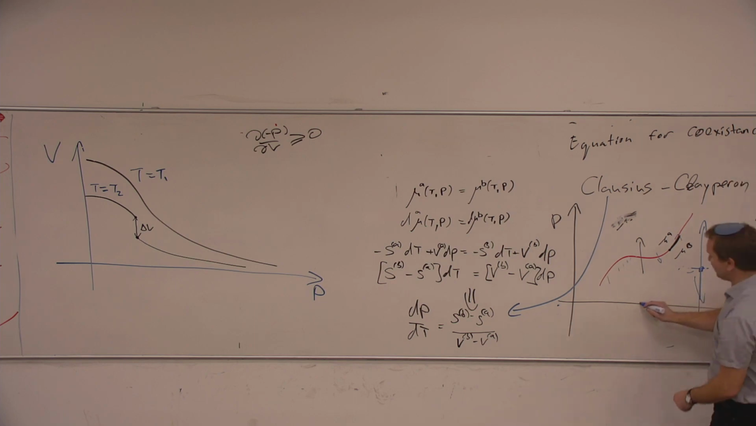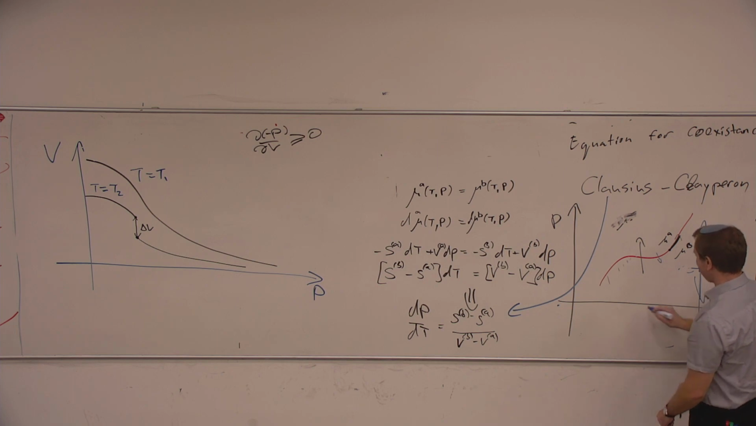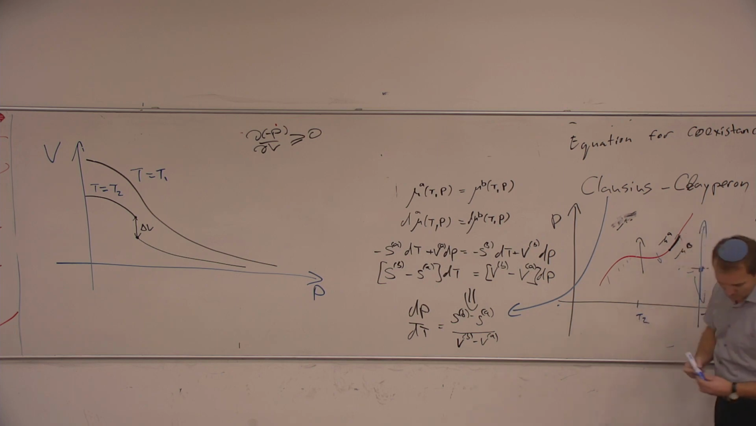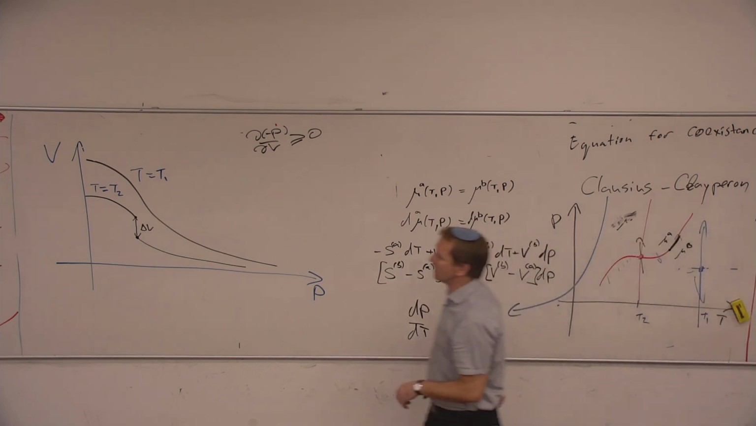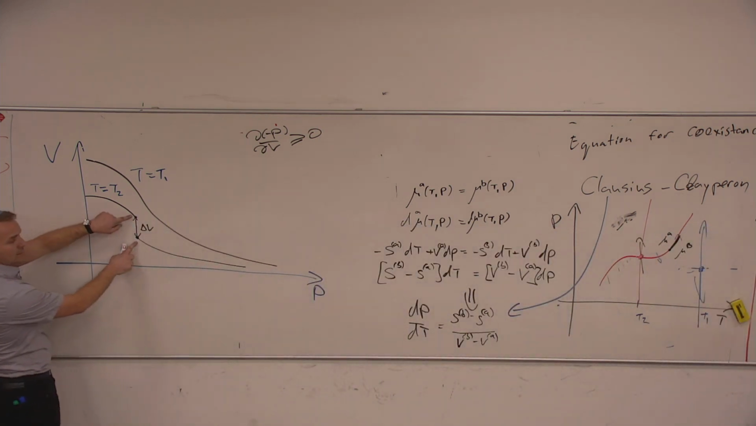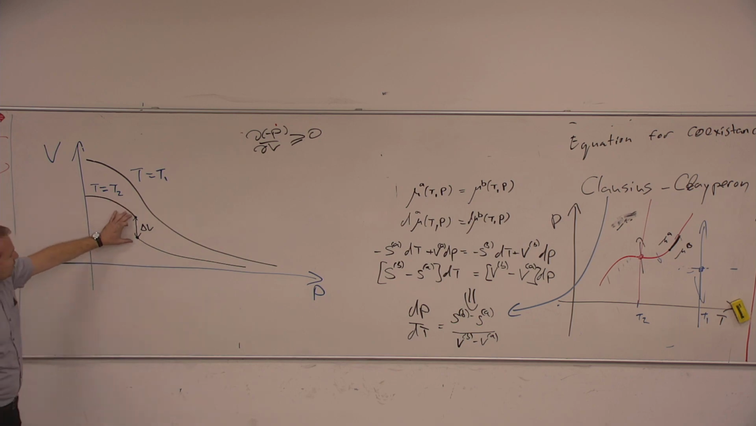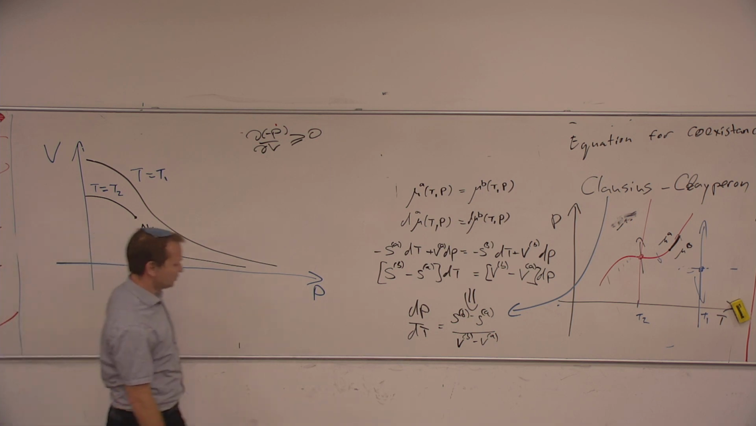But there are some specific temperatures. This is T1. Here I have T2. And when I'm going for T2 and I'm increasing my P, at some point I have to cross this phase coexistence line. What happens at the coexistence line? Volume drops down. So what we have is a specific jump in our volume.